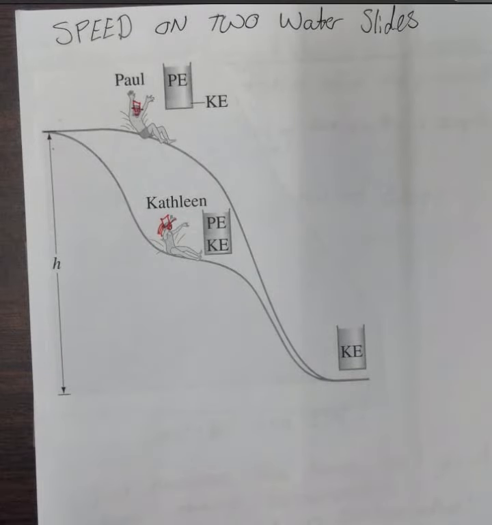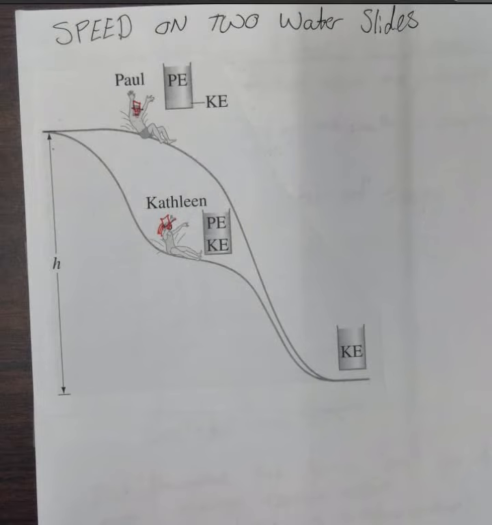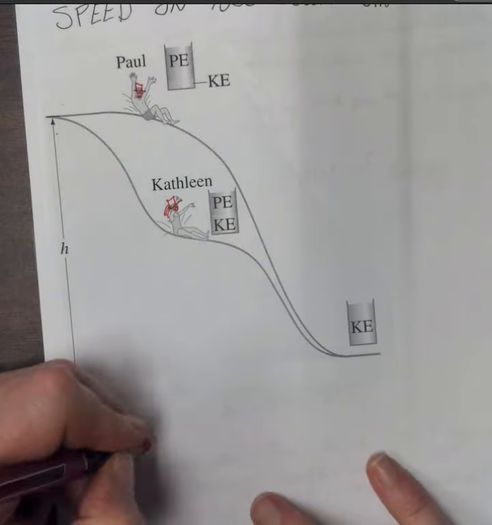And Benny Paul and Benny Kathleen start from rest at the same time on the 2 different slides. So they both started at time equals 0 up here. And so we want to know, first, which rider, Benny Paul or Benny Kathleen, travels faster at the bottom, and which rider makes it to the bottom first. So first we want to know who's faster.